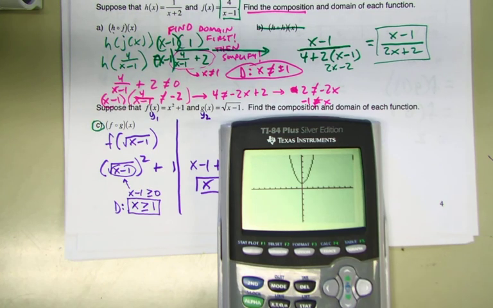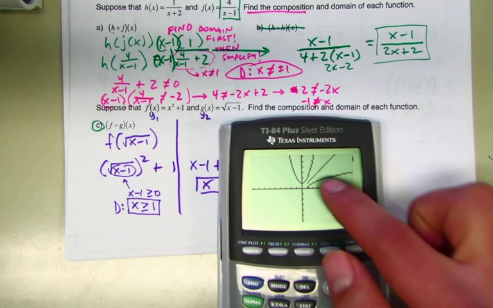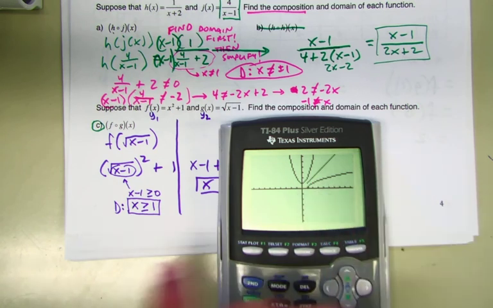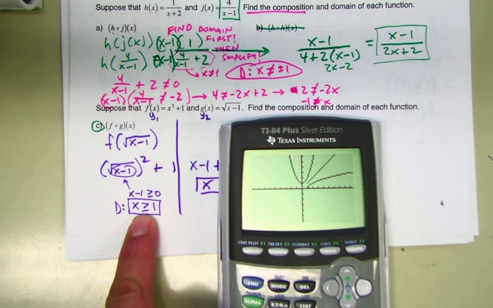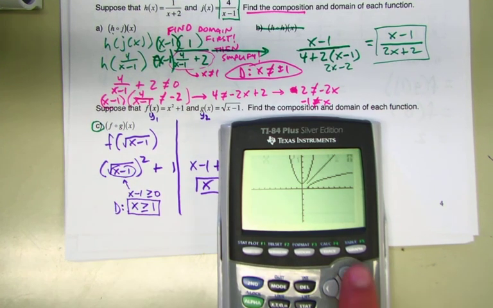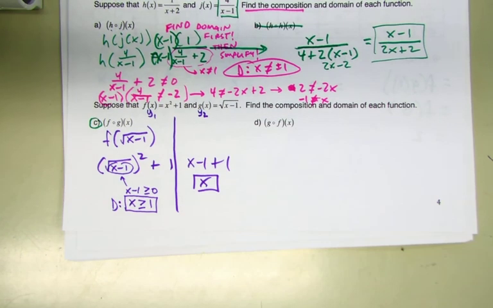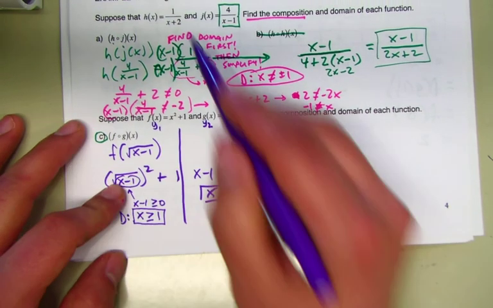there's f, there's g, and there's our composition. It's not the entire line y equals x. Where is it starting? At 1, which is exactly what we said the domain was. If you look at the table, there should be errors everywhere before 1. That was the first value that worked for the composition. Okay? Make sense? Okay.